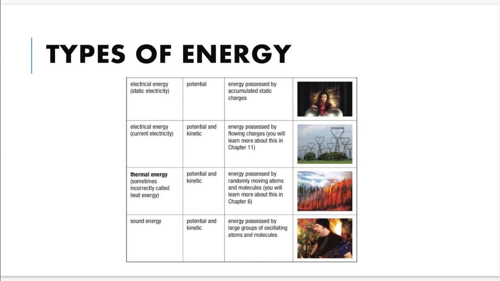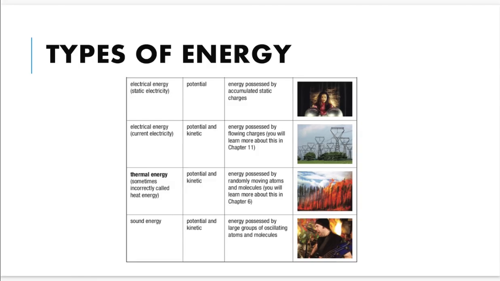Continuing with types of energy, we have electrical energy, known as static electricity. It's a potential energy, energy possessed by accumulated static charges. Electrical energy in terms of current electricity has potential and kinetic. It's energy possessed by flowing charges, and we'll learn more about this in future units.